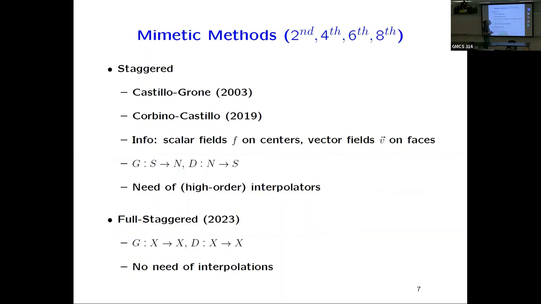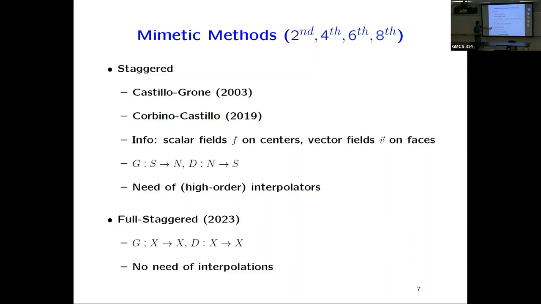Castillo-Grand, developed in 2003, is an example. Corrino-Castillo is another example. The scalar fields are on the centers and the vector fields are on the faces. The operator G goes from the centers or boundary to the faces, and the divergence goes from the faces to the centers and boundaries. And there is a need for higher order operators.